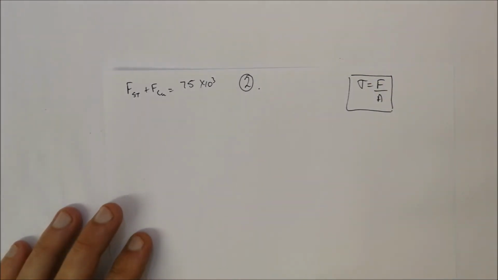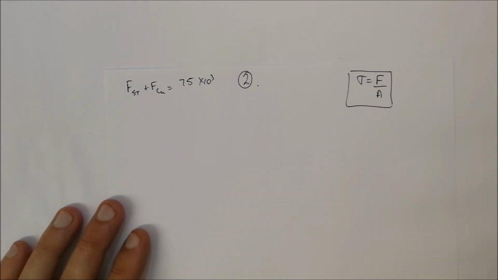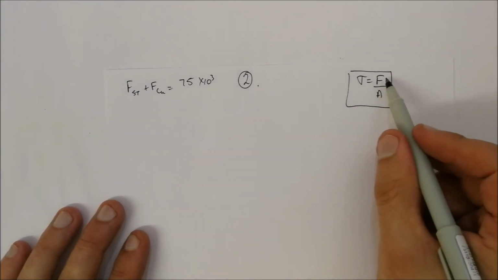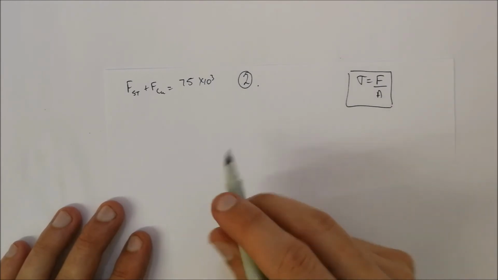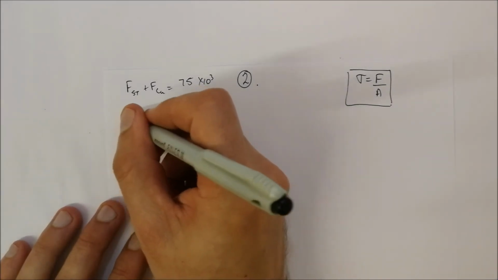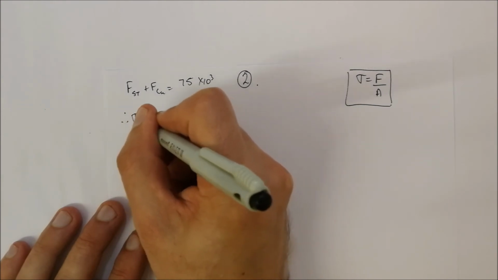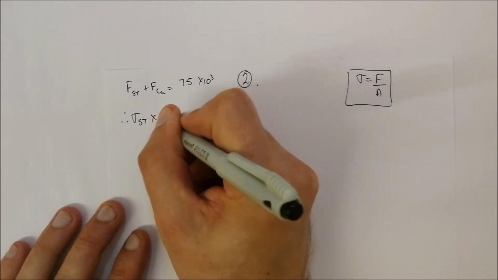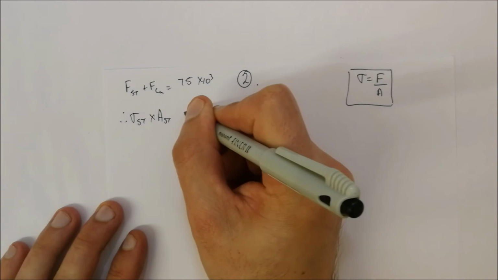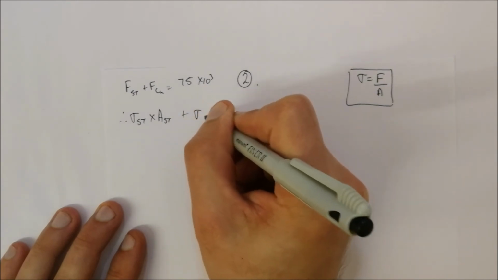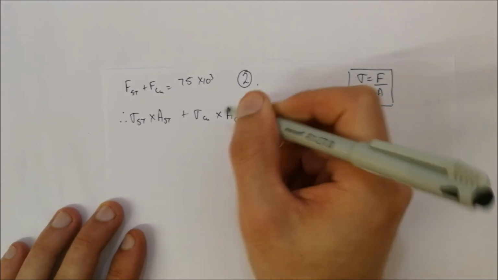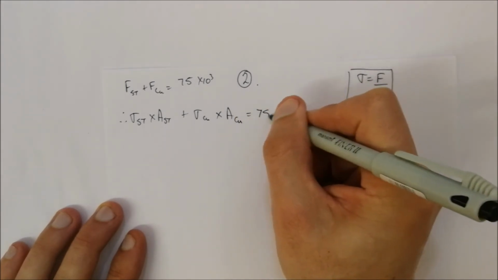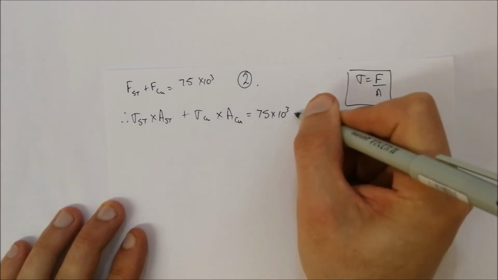Okay, so we're going to be using that same equation. If we want to find out force, force is equal to stress multiplied by area. So therefore we can say that the stress of steel multiplied by the area of steel plus the stress of copper multiplied by the area of copper is equal to 75 times 10 to the 3 newtons.